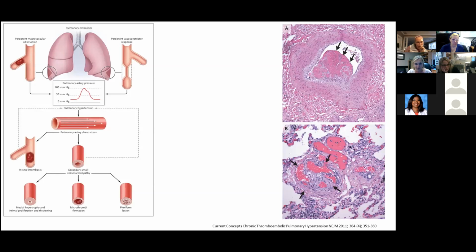However, there is the secondary process that we call persistent vasoconstrictor response. So even in the vessels that are not affected by clots, there is this constriction in the vasculature. And why that happens is not very well understood. It is thought to be caused by regional hypoxemia and also some local pulmonary arterial shear stress by the vessels that actually have clots in them. So you'll see that there are the clots, and then there is the secondary arteriopathy.